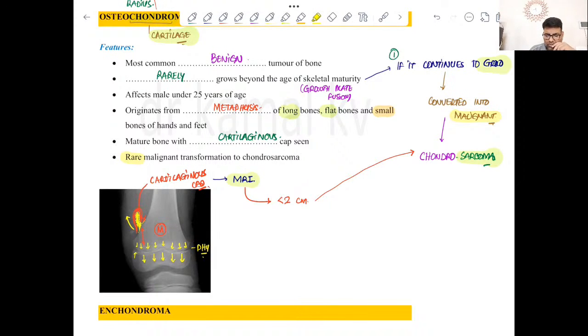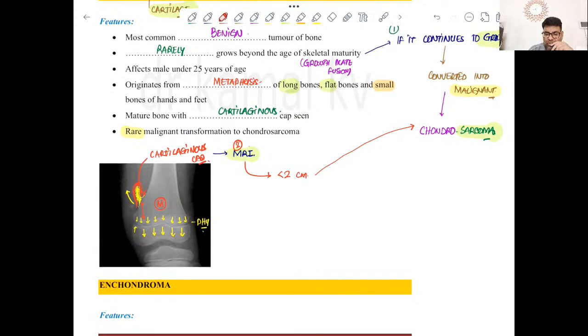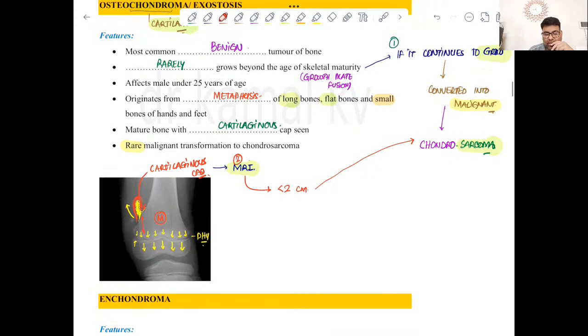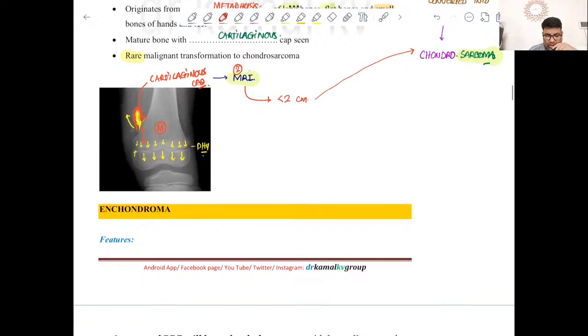So rarely it undergoes. It is very rare, one of the rarest cases, when we find this malignant conversion. And the two classical things which hint or indicate the malignant conversion are the clinical increase in size, or increase in the size of the cartilaginous cap on MRI, right?